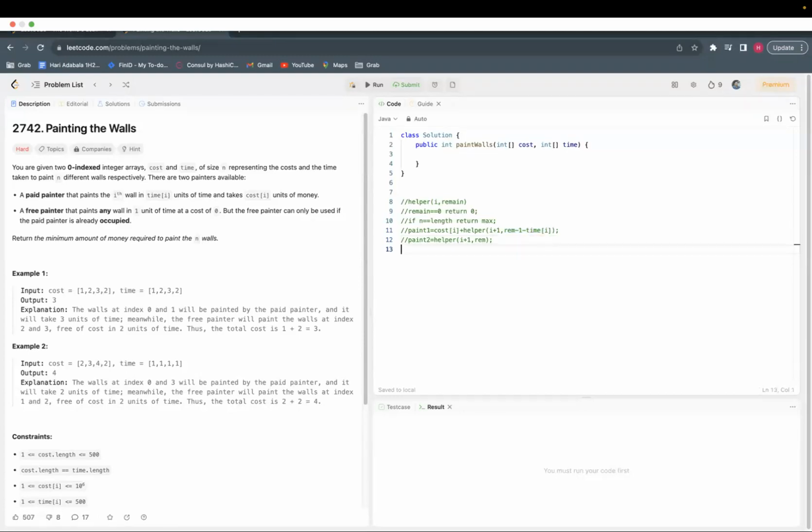Yeah, and after that we will return the min of paint 1 and paint 2, and before this, we'll also memoize the value for that particular index. If this many walls are remaining, what is the solution? The solution will be this.